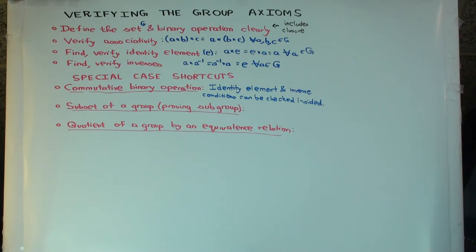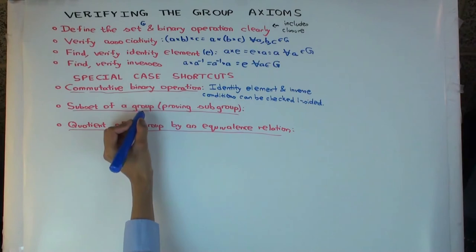So suppose I have my set G living inside some big set, which is already known to be a group, okay? And G has the same binary operation as that big set. Okay, and I just want to prove that G is now a group under this binary operation, which is the same as trying to prove that G is a subgroup of that big group. Right?